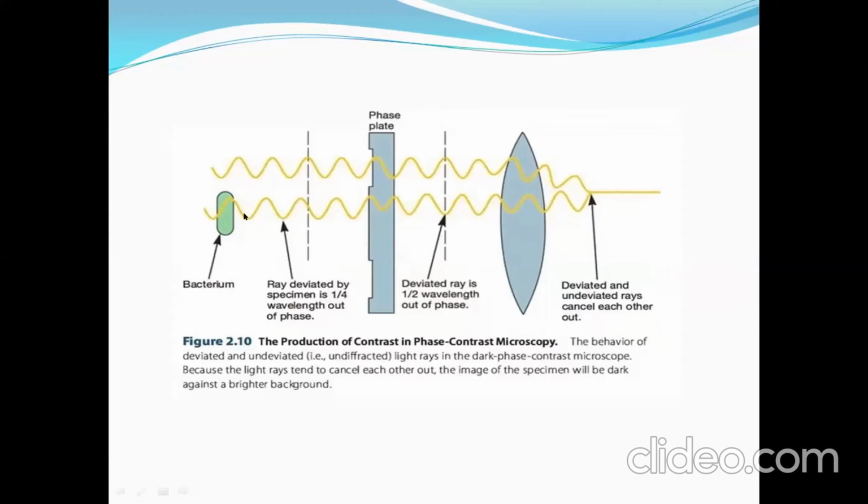So after passing, they are retarded, and again they miss this portion in the phase plate, in the phase ring portion. As this portion is covered with some light retarding material, they are again retarded. So there is a clear phase difference over here, and they ultimately form the image. By this way the phase difference is created in the phase contrast microscope.